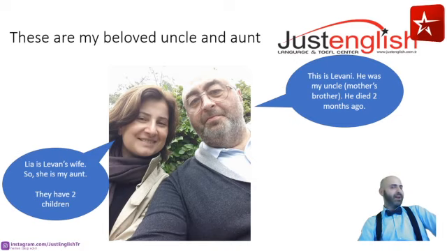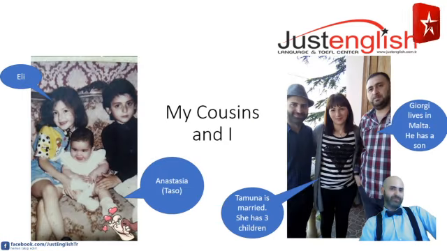Now, this is from my mother's side, my beloved uncle and aunt. Levani is my mother's brother, and he also died 2 months ago. On the left side of the picture, you see Lia, who is Levan's wife. So she's my aunt, and they have 2 children. This is very old photo on the left side of me with my cousins, and on the right side, again me with my cousins, but not very old photo, maybe 1 year ago.